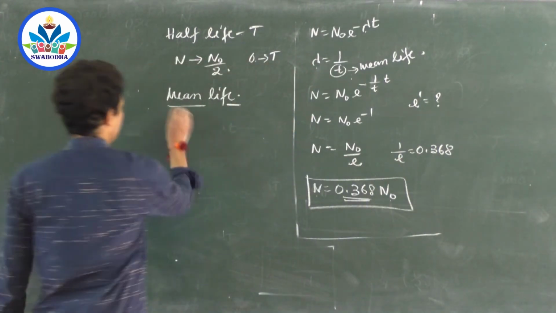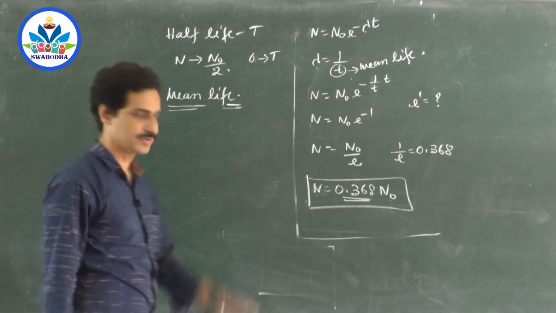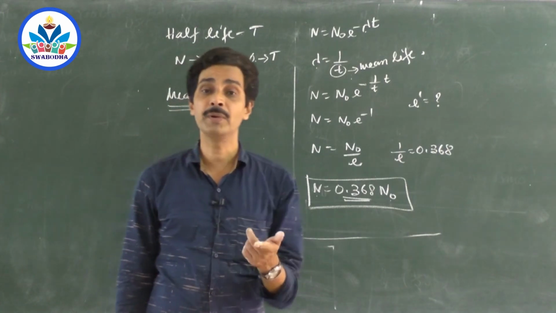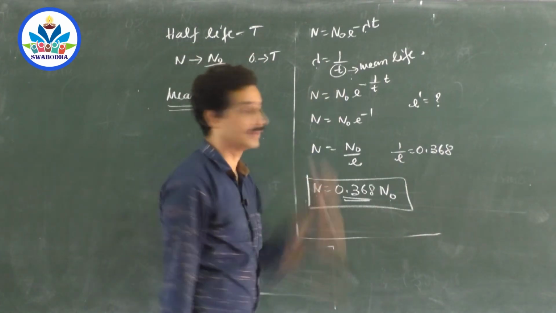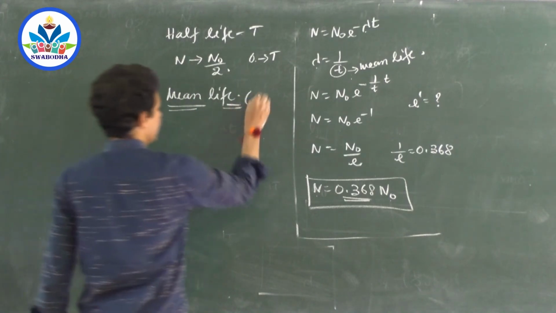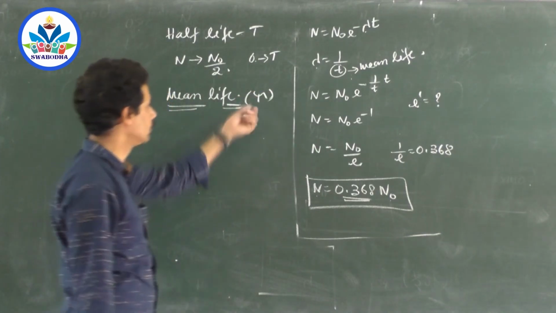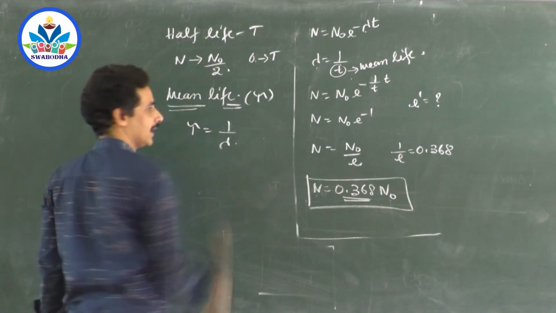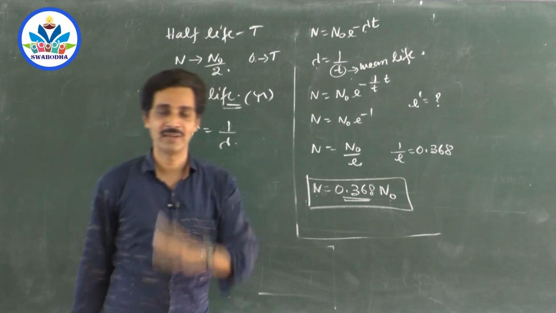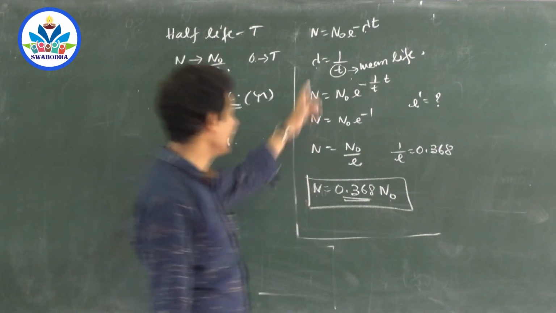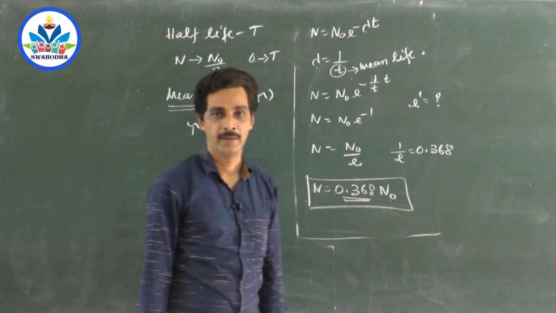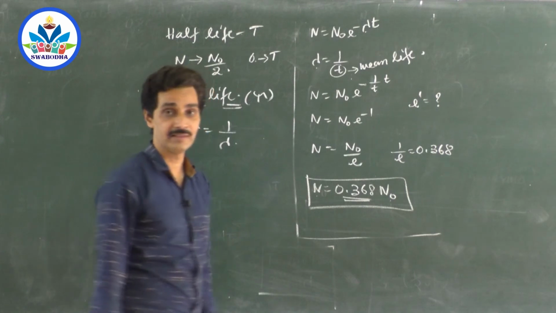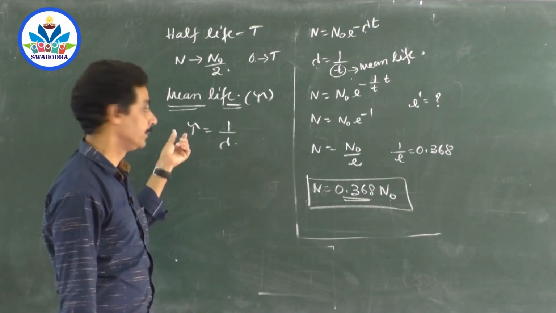So what is mean life? Mean life of a radioactive sample is a time. It is the reciprocal of the decay constant. Mean life of a sample is represented as tau. This is tau, this is capital T. Mean life is the reciprocal of the decay constant. Now, can you define what mean life is then? Because decay constant is the reciprocal of time, this one is the reciprocal of the decay constant. That means that time itself I am defining, isn't it? So what is mean life?